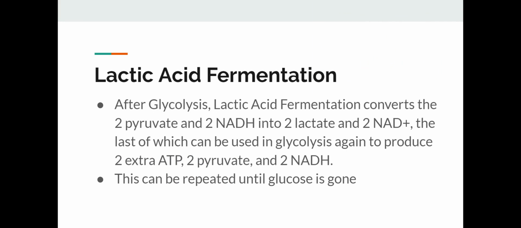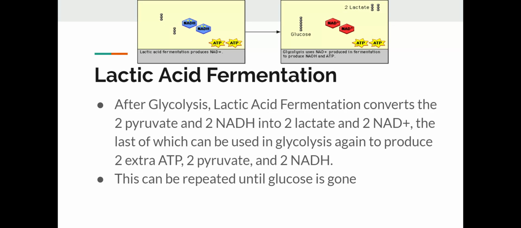After glycolysis, lactic acid fermentation converts the 2-pyruvate and 2-NADH into 2-lactate and 2-NAD+, the latter of which can be used in glycolysis again to produce 2 more ATP, 2-pyruvate, and 2-NADH. This can be repeated until glucose is gone. At the top of the screen, we'll see an animation that shows the pyruvate going over to 2-lactate, and then the NADH being repeated in glycolysis to produce 2 more ATP.